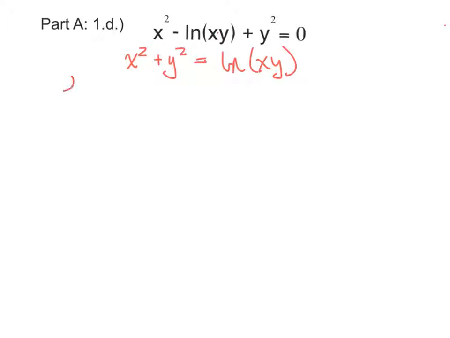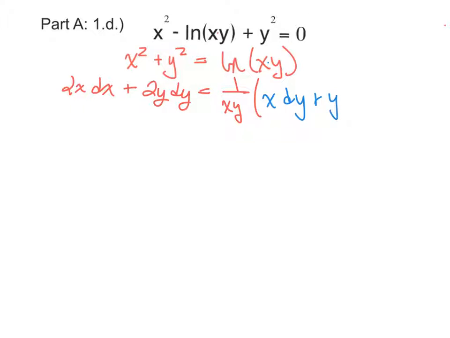x squared is going to turn into 2x dx, and y squared is going to turn into 2y dy. And it's this right-hand side that we really have to worry about. First of all, we have a chain rule happening. Because that xy is inside of the natural log, we're going to take the derivative of natural log, which is 1 over, in this case, xy, and multiply that by the derivative of the inside. The thing about the derivative of the inside is that that's a product, so we have to use the product rule, and that will be 1 d2 plus 2 d1.